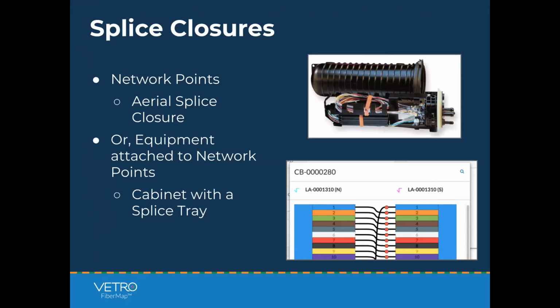At other times, you might have a splice closure that exists within a larger piece of equipment, like a cabinet. And so we have made it possible to add splice closures to network points like a cabinet. So then you could have a splice closure, a splitter, and so on, all contained within that cabinet. So there's some flexibility there in the modeling and how to set that up in VETRO.